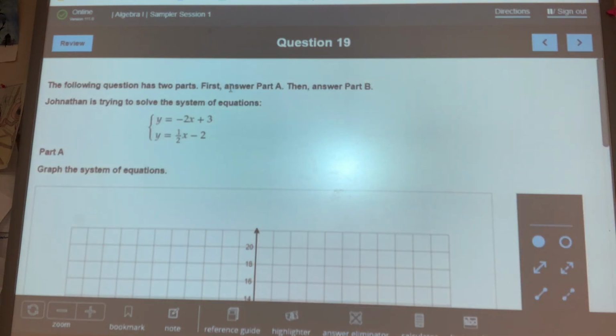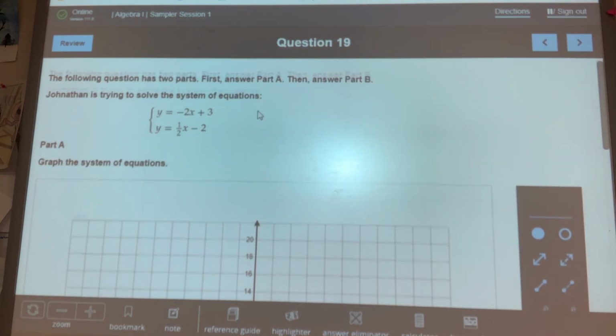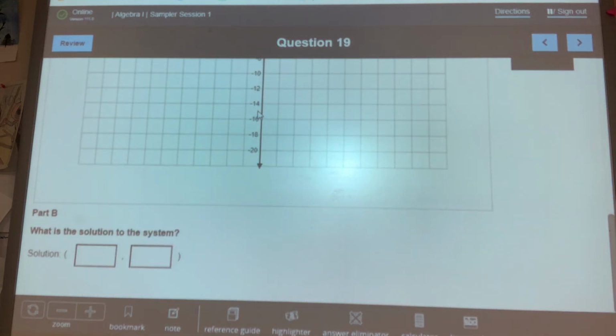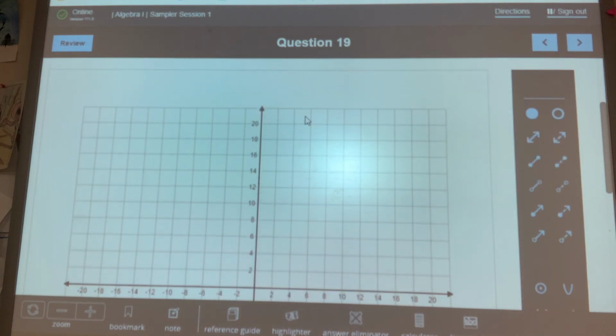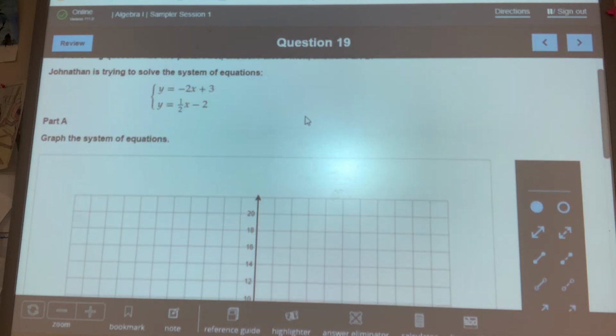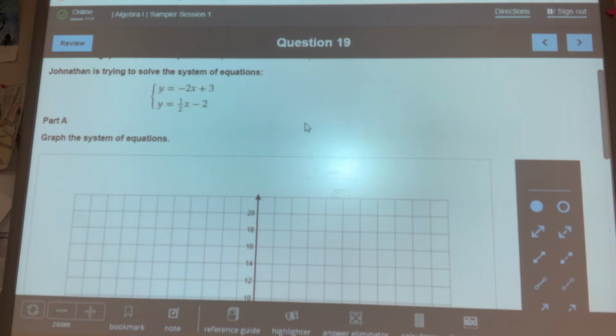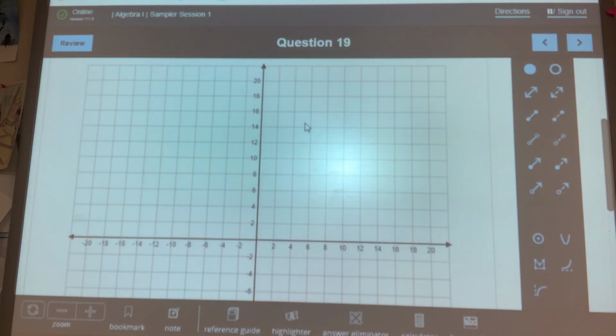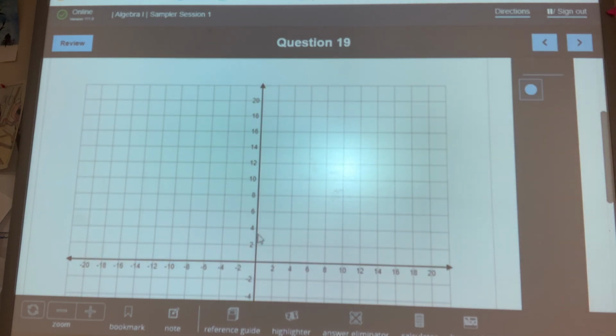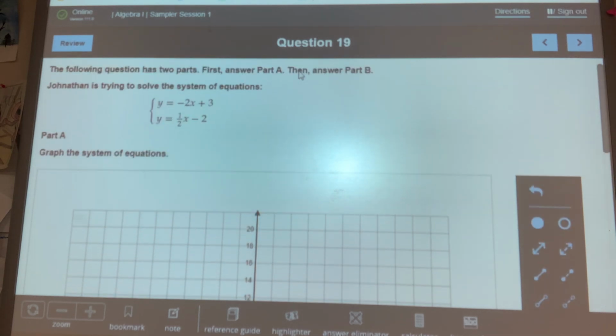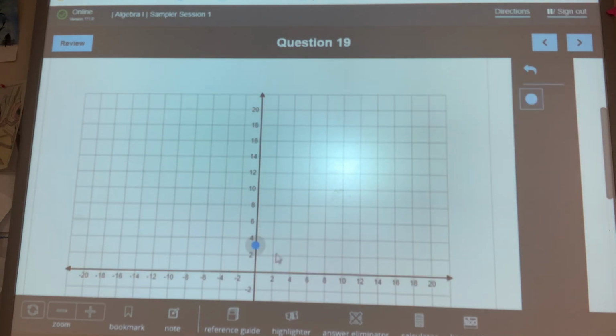Okay, the following equation has 2 parts. First, answer A, then answer B. Okay, it says that we're going to graph this one here. So similar to the other question, we are going to put a dot at 3. So let me do this really quick. See if this one works. Okay, so my dot's at 3, and I go up or down 2 over 1. So I go down 1, 2 over 1, and I put a dot. Okay, down 1, 2 over 1, and I put another dot. So I know my line.